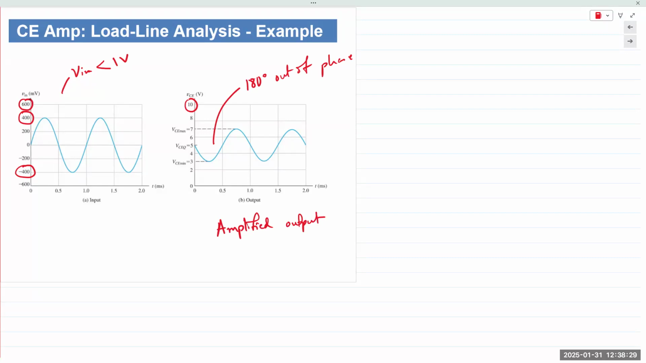It's basically taking the DC voltage at the output, which is VCC, and giving the shape of the input signal V in to that VCC biasing voltage. So again, if you're not applying any input, you would simply get the output as 5 volts VCE.